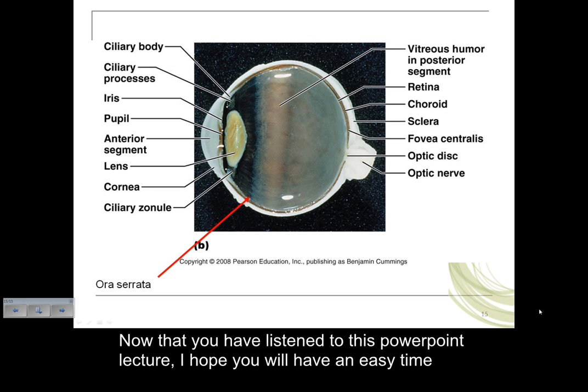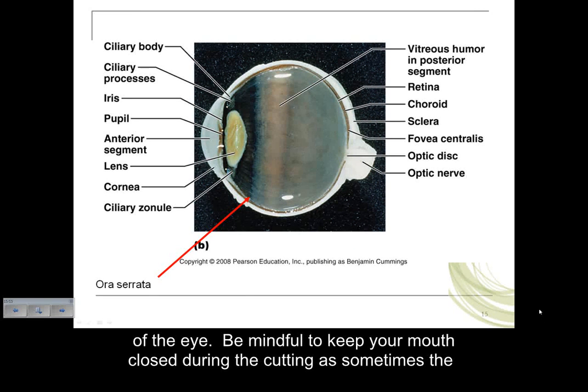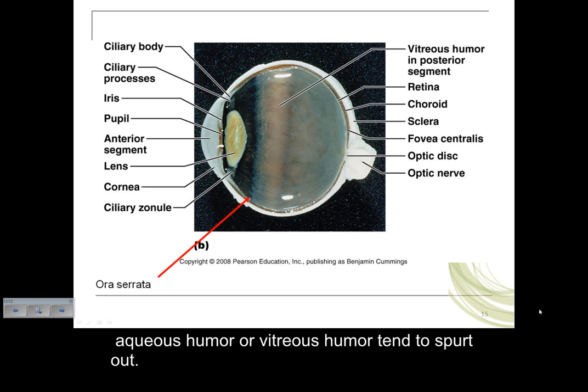Now that you have listened to this PowerPoint lecture, I hope you will have an easy time cutting your cow eye in a coronal fashion to separate the anterior and posterior portions of the eye. Be mindful to keep your mouth closed during the cutting, as sometimes the aqueous humor or vitreous humor tend to spurt out.